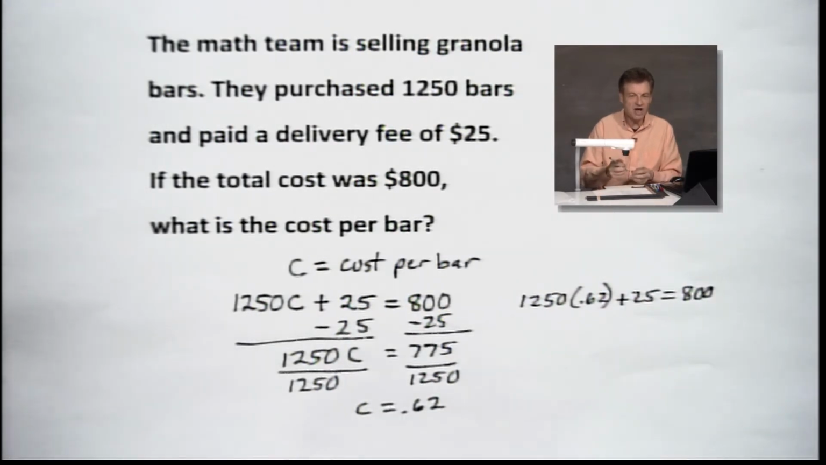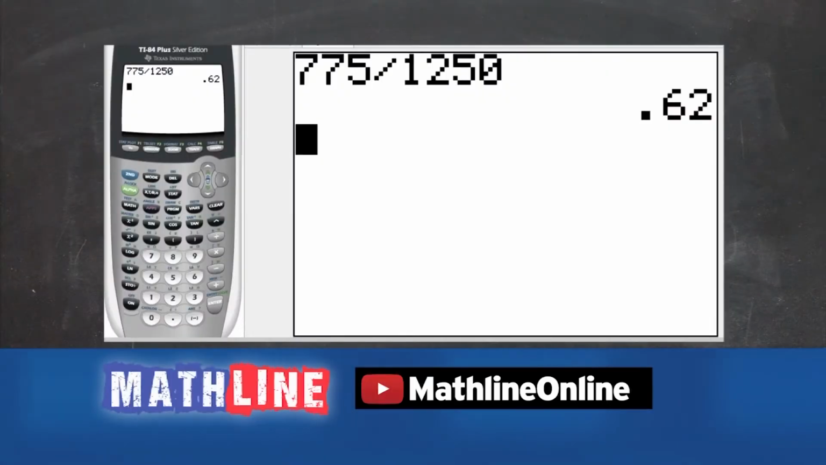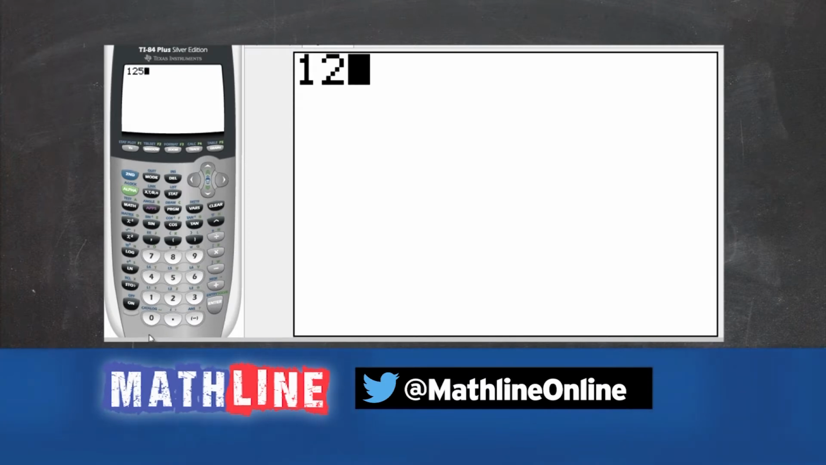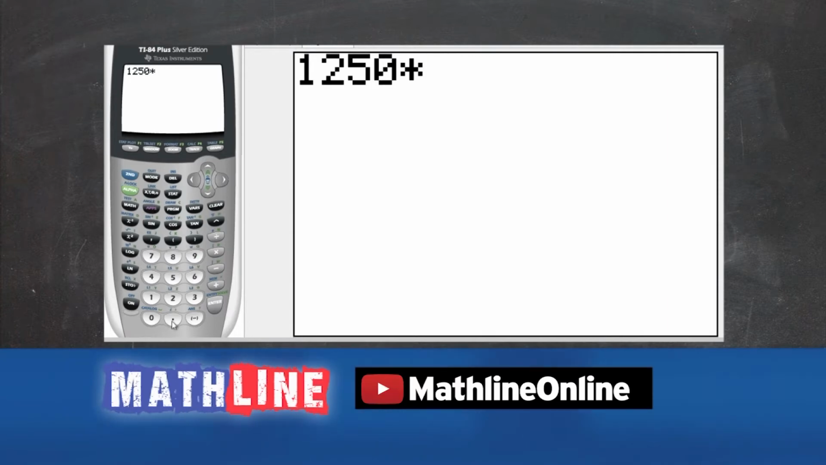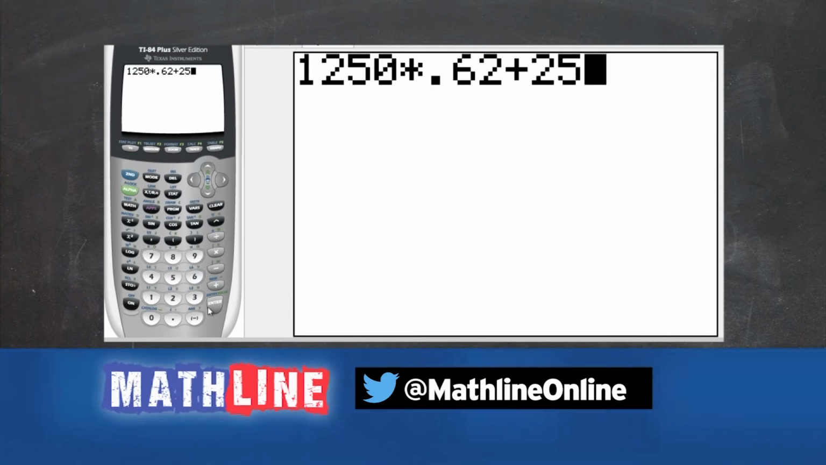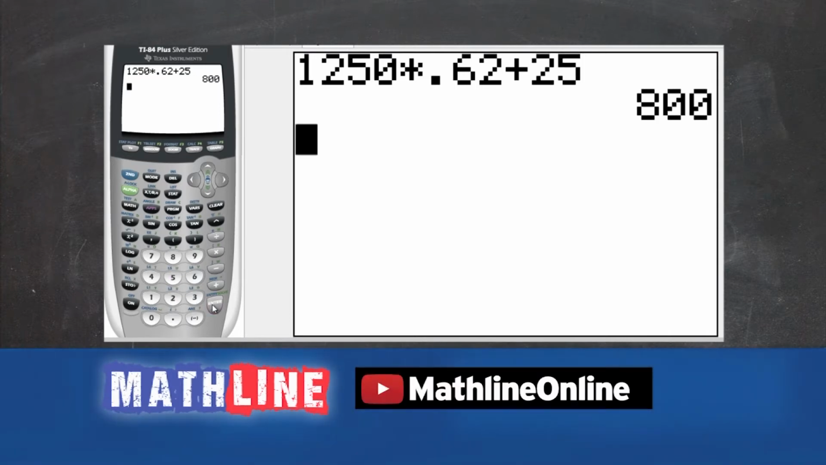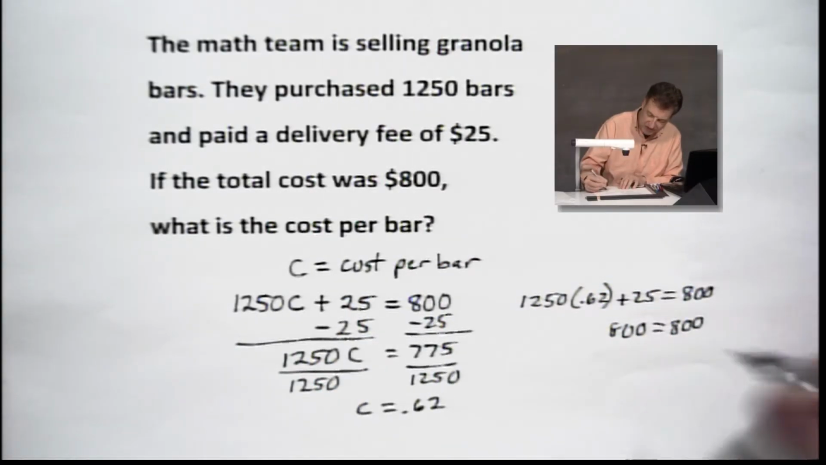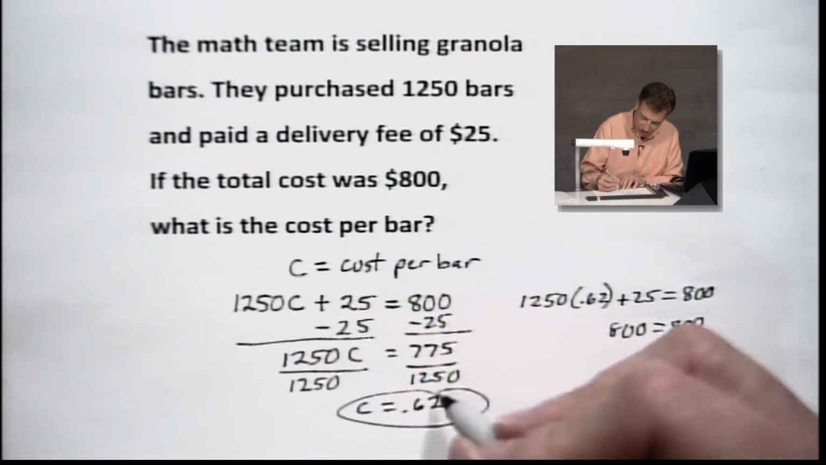So again, switch off to my calculator. Let's see if we can get 800 back out of this thing. Clear that out. 62 cents hopefully will work. Let's test this thing out. 1,250, as Lucas said, times 62. Notice that decimal point and notice the times symbol. Now we're going to tack on 25. Yeah, you can do it in one fell swoop. You don't have to do it piece by piece. You get 800. And when we get 800 equals 800, we're happy it checks. So good cost right there.